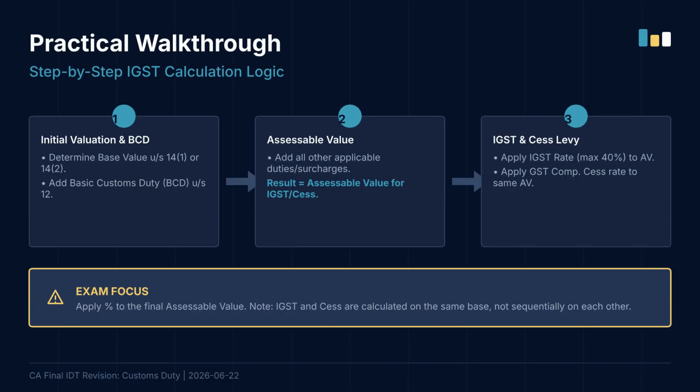The computation process is straightforward if followed step by step. First, determine the value of imported goods under Section 14. Second, add basic customs duty and other applicable customs levies. This gives the assessable value for IGST and compensation cess. Finally, apply the relevant IGST rate and cess rate on this common assessable value. A key examination point is that IGST and compensation cess are computed on the same base value and not one after another.